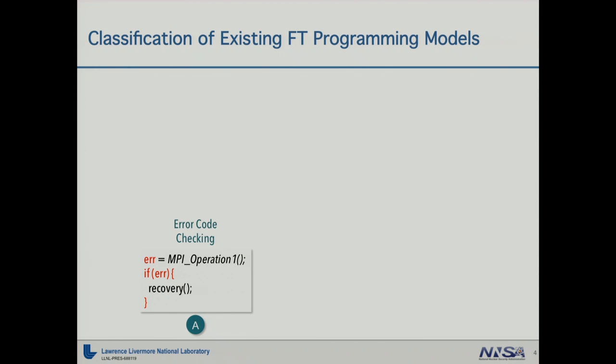The first one is the most simple approach, what we call error code checking. Essentially, for each MPI operation, you check if you have an error, and if you have an error, then something has to be done, some recovery action has to be taken. This is the simplest approach you can take.